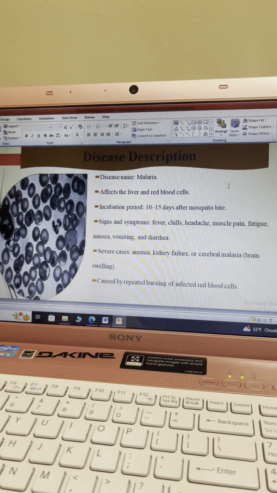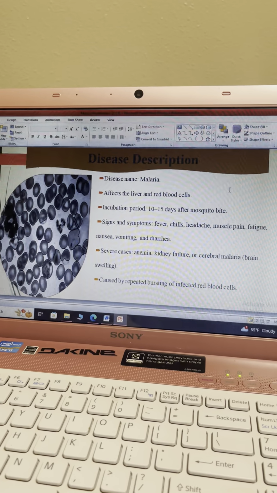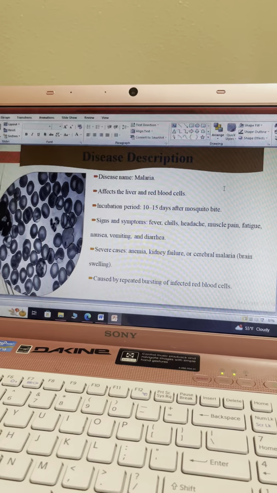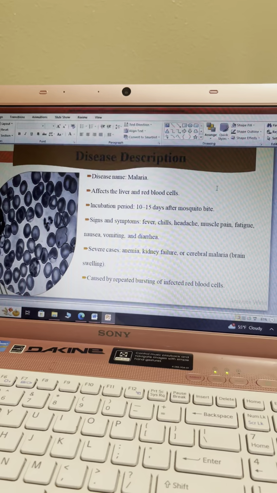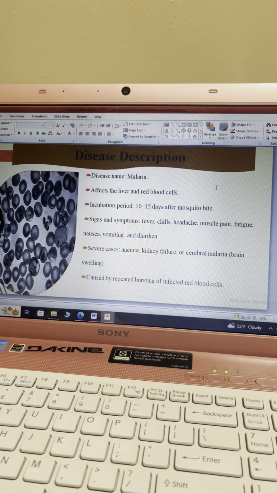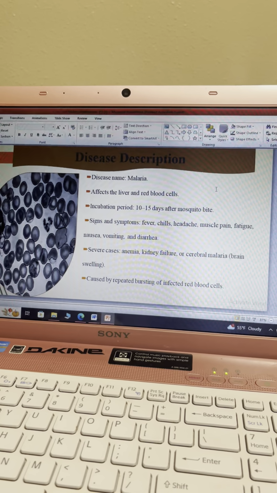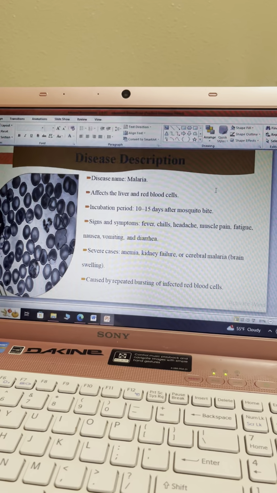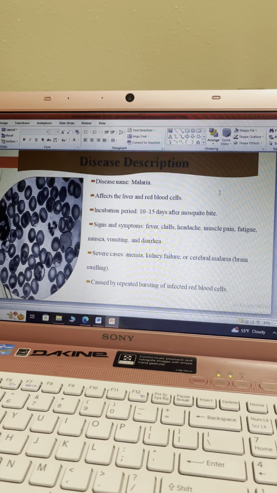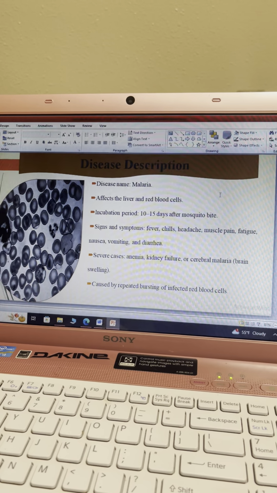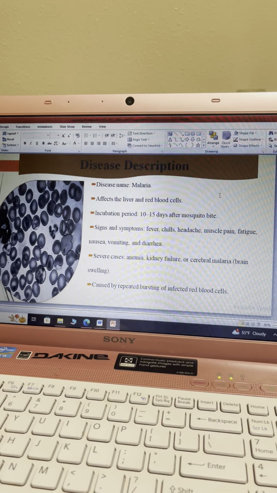Disease description. The disease name is malaria. It affects the liver and red blood cells. The incubation period is 10 to 15 days after the mosquito bite. The signs and symptoms include fever, chills, headache, muscle pain, fatigue, nausea, vomiting, and diarrhea. In severe cases, if someone doesn't get treatment in good time, it includes anemia, kidney failure, and cerebral malaria.